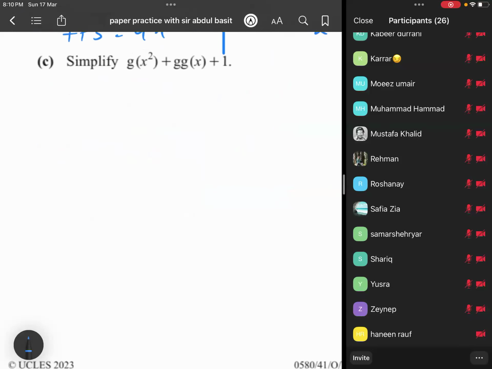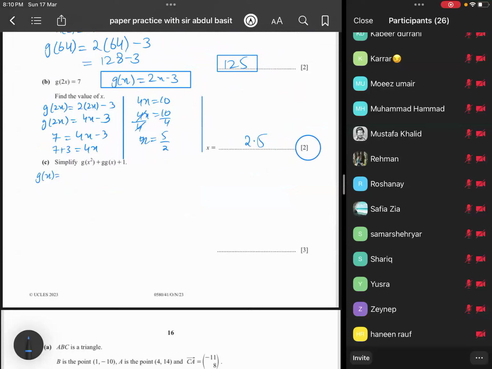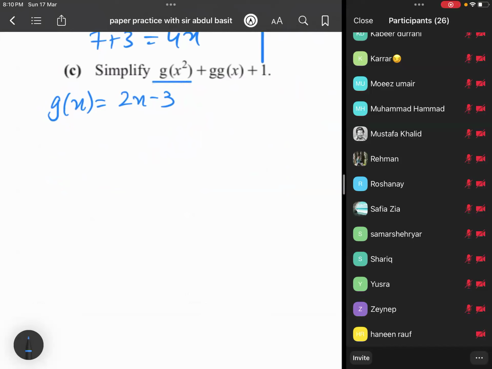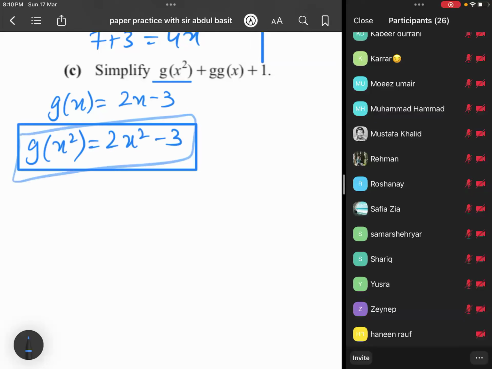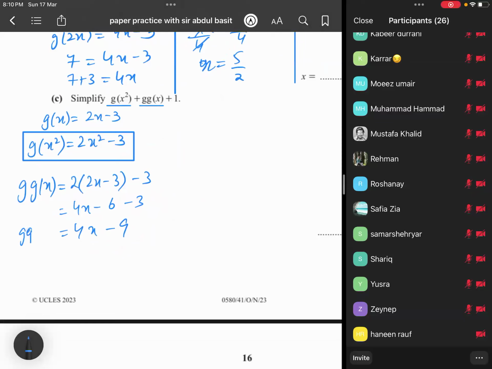Now they say g(x square) plus g(g(x)) plus 1. So we have to calm down first of all. g of x is equal to 2x minus 3. First of all, put x square in place of x. So that would be 2x square minus 3. Okay, I have this now. Now I have to put g in g again to get g(g(x)). 2 times 2x minus 3, minus 3. That would be 4x minus 6 minus 3. 4x minus 9. This is g(g(x)).